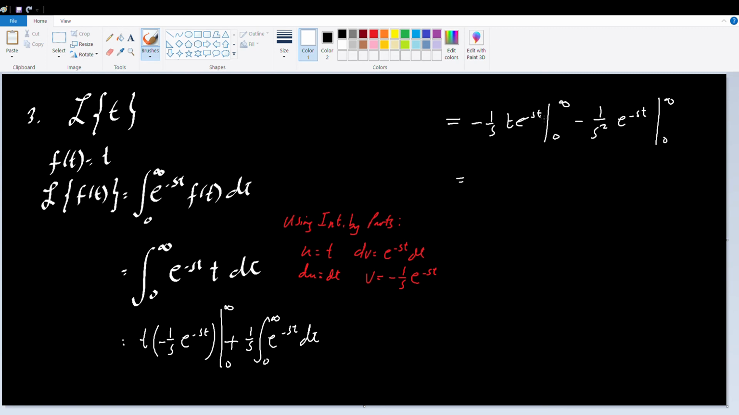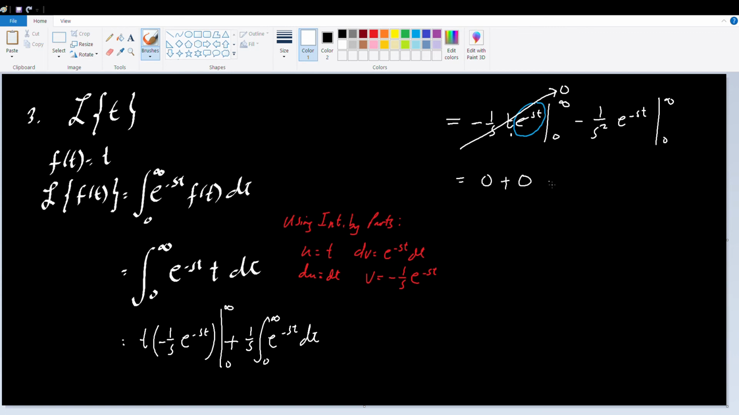Okay. There is a term e to the negative st and the upper limit is infinity, so it will be 0. Minus the lower limit, so positive 1 over s times t e to the negative st, and replace t by 0. Since one of the factors is 0, everything else will be 0. So that means that this will be equal to 0.